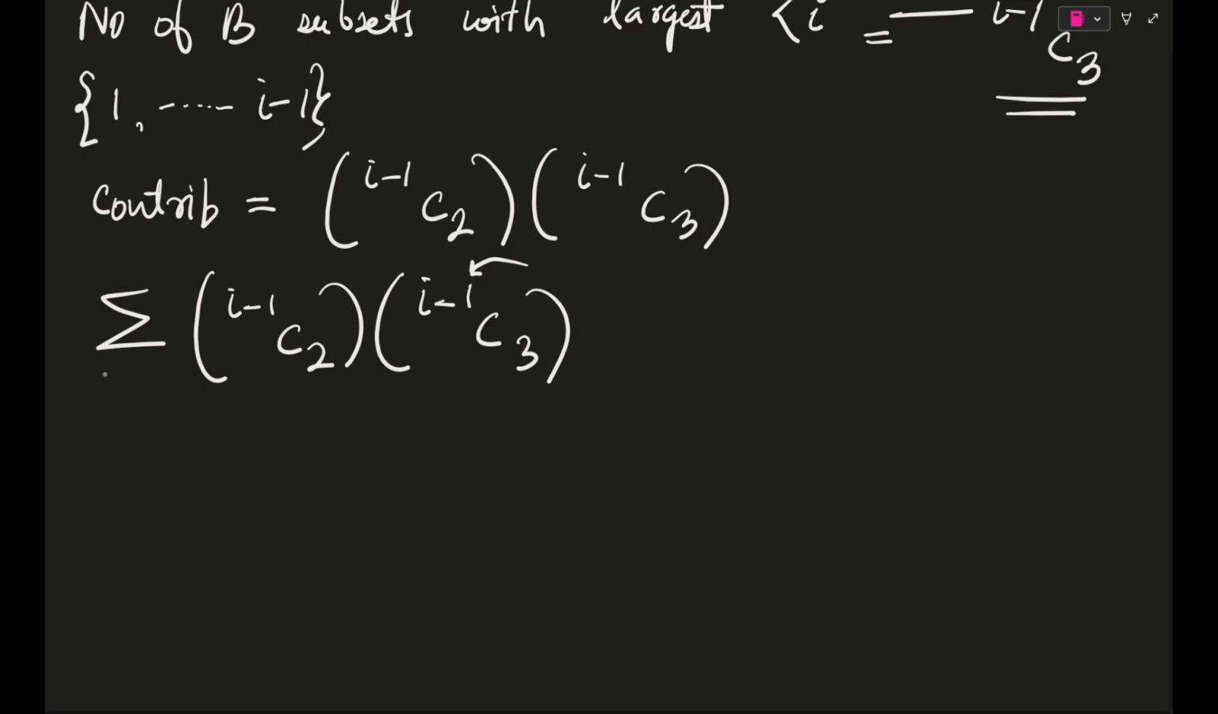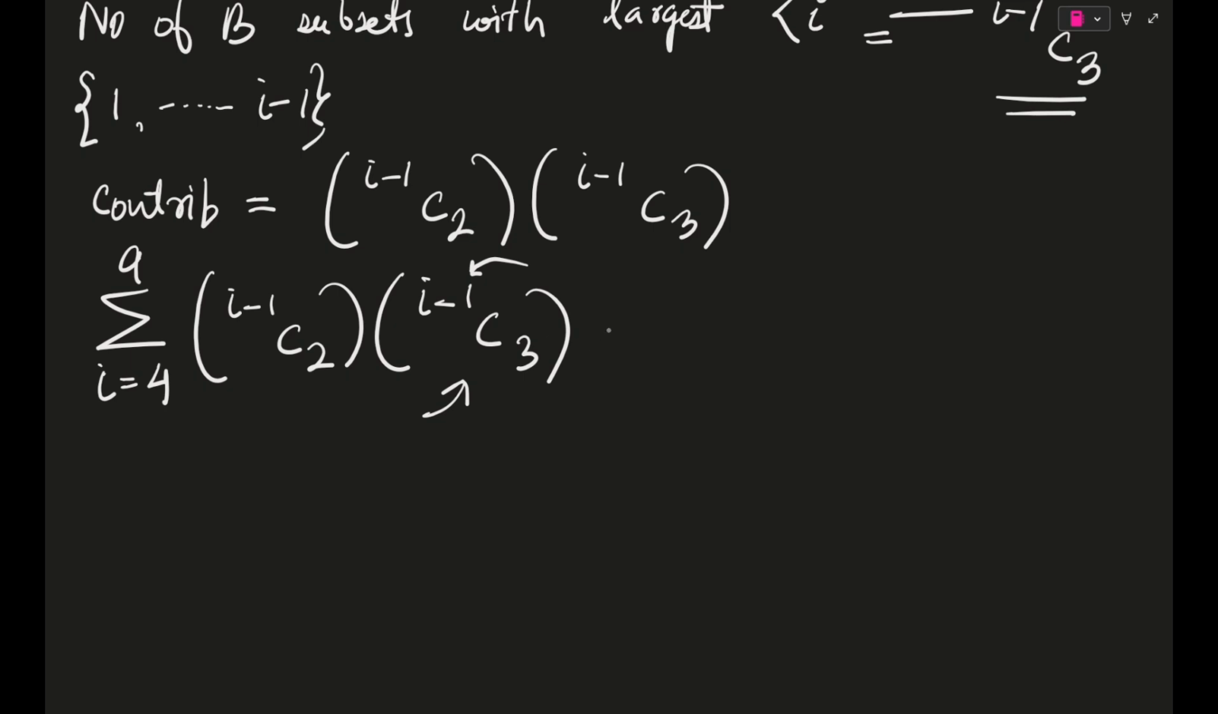So this summation will be from I equals 4 to 9. Why not 3? Because that will be 0 obviously. So it will be from 4 to 9 considering I minus 1 C3, because that will actually create the boundary case. So I equals 4 to 9. Okay.